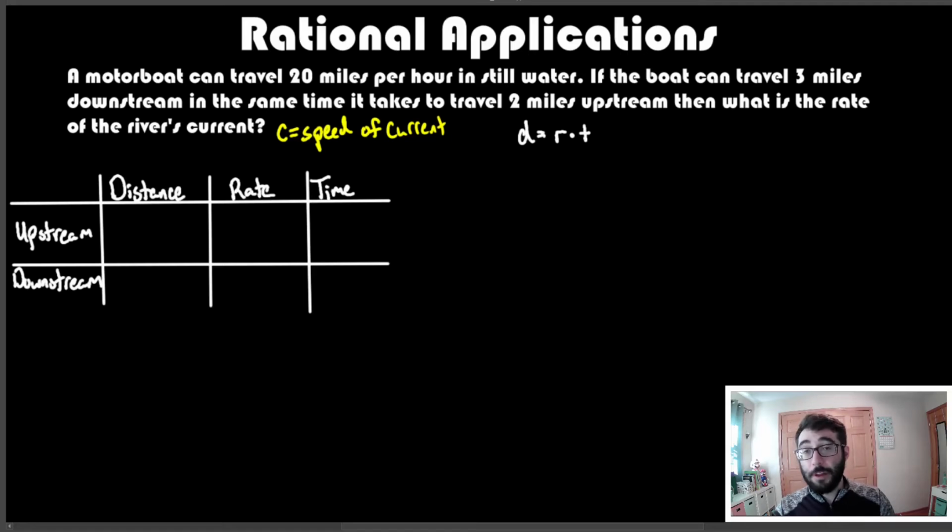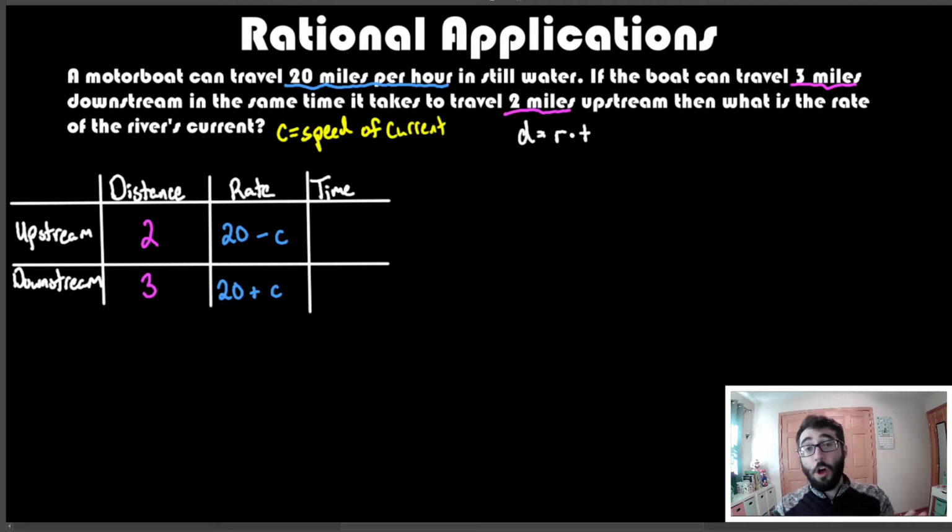And once again, it's being split up between upstream and downstream. I know that the previous problem was like this, but a lot of them are going to have a similar setup. Now, in this one, they're giving us two different distances, so we need to make sure we place them accordingly. We can travel 3 miles downstream, so I put 3 in the distance column for downstream, and 2 miles upstream. So those are the distances that we are given. From there, we have to talk about rate. Once again, they're telling us that we're going with and against the current for downstream and upstream, and they're telling us the speed of the boat in still water is 20 miles per hour.